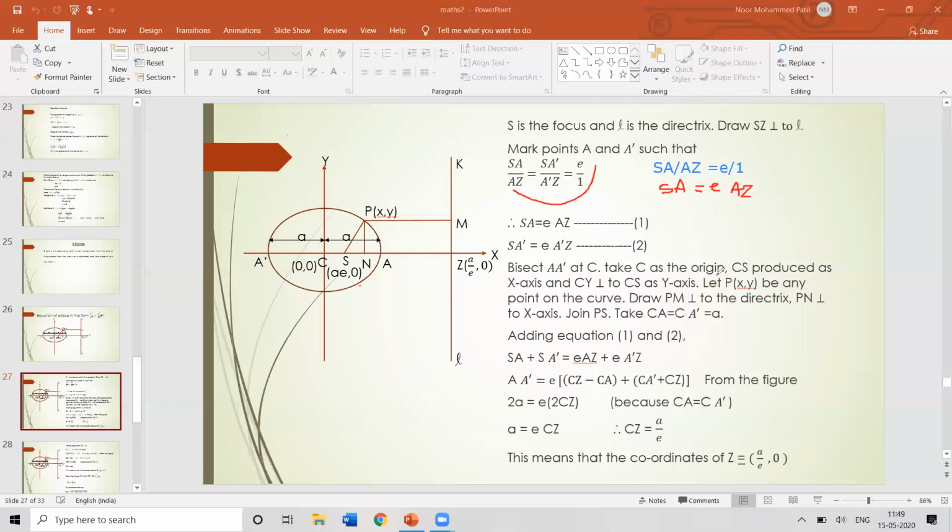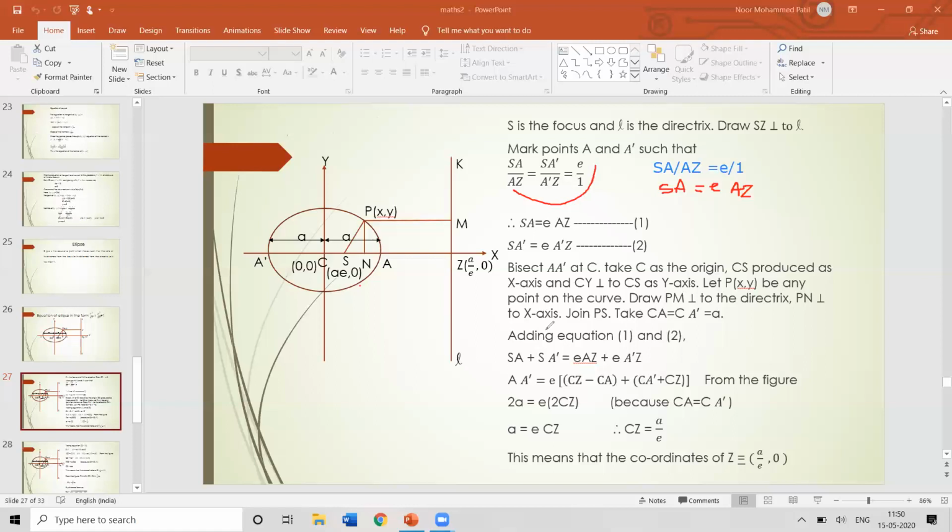Produce CS on the x-axis, and draw CY perpendicular to CS. That will be my y-axis. Let P of x comma y be any point on this curve, that is, on the ellipse. Draw PM perpendicular to the directrix, and PN perpendicular to the x-axis. Now join PS, the focus point and this point on the ellipse. Take CA equal to CA dash equal to A. This is what you are going to write in the construction.